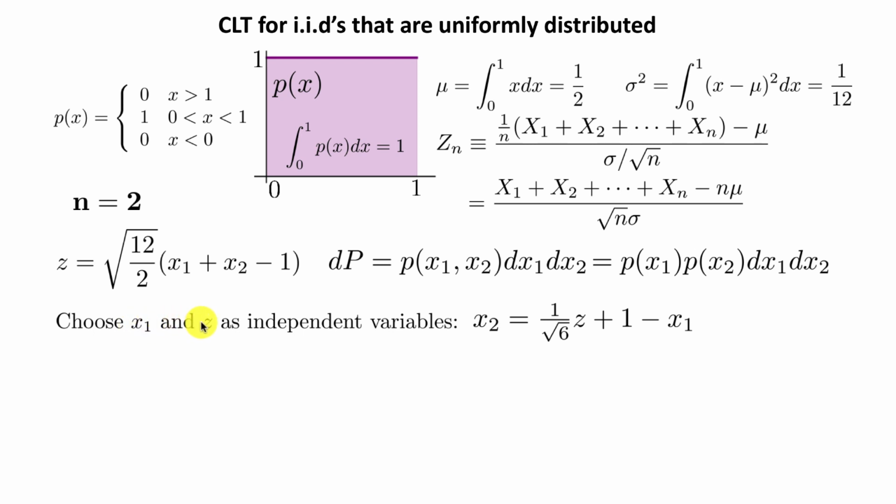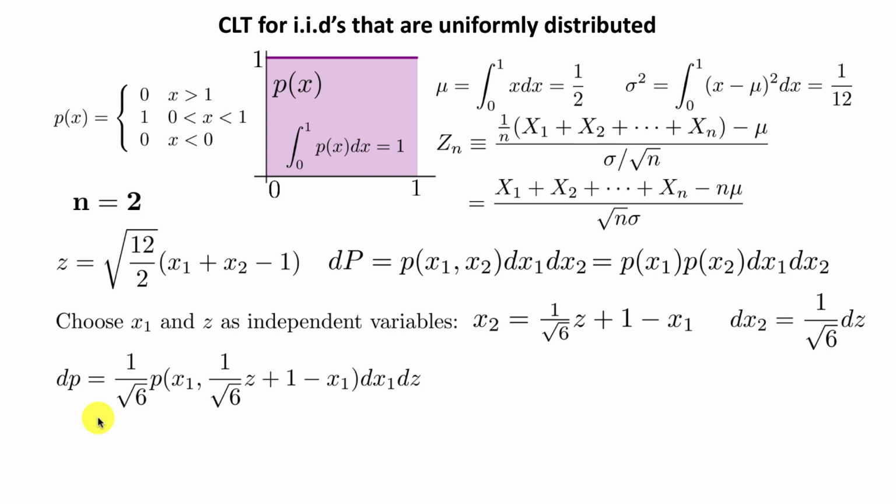So I'm going to choose x1 and z as the independent variables, in which case x2 from here is then dependent. It's just this, 1 over square root of 6 z plus 1 minus x1. So then, having chosen z and x1 as the independent variables, I can write dx2 as simply this, 1 over square root of 6 dz. Of course, more properly, I should have a Jacobian over here, but the value of the Jacobian is 1 over square root of 6.